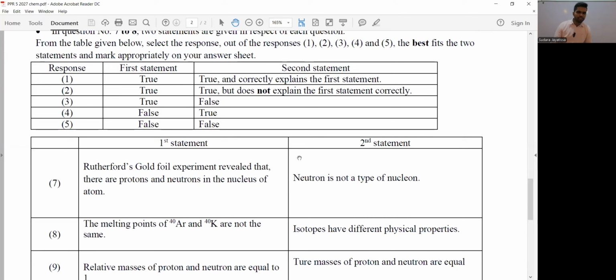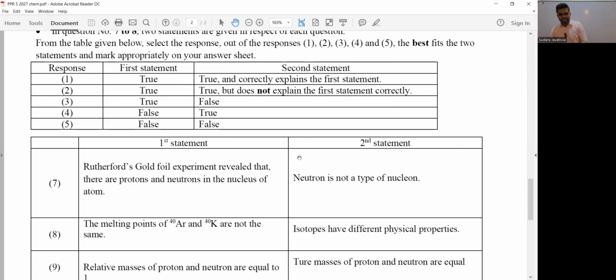Rutherford's gold foil experiment revealed that there are protons and neutrons in the nucleus. That is wrong. Rutherford did not reveal that. Revealing means, you have to understand that English term, sort of like discovering, giving evidence, proving something. The word revealing has a heavy meaning. So Rutherford couldn't prove that there are neutrons.